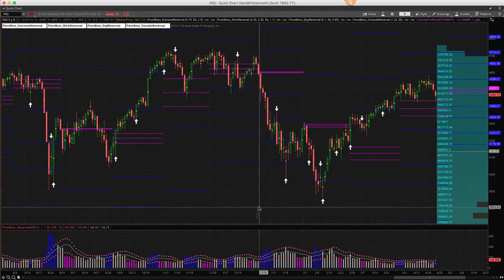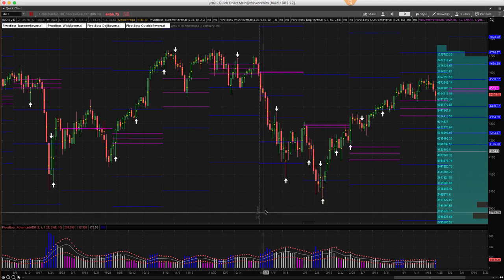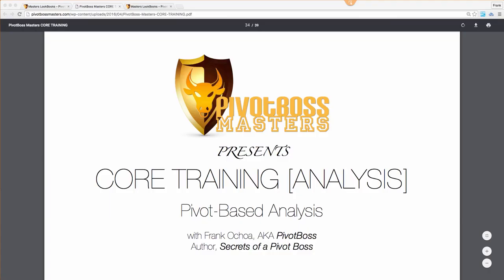And each of these concepts, again, all of the pivots that we study, every single one lends itself to these types of rules. The rules based off of pivot-based analysis, scalability and volatility and trending-based analysis and width analysis. All of those forms of analysis just work. Well, that pretty much sums up pivot-based analysis for the core training portion of Pivot Boss Masters.